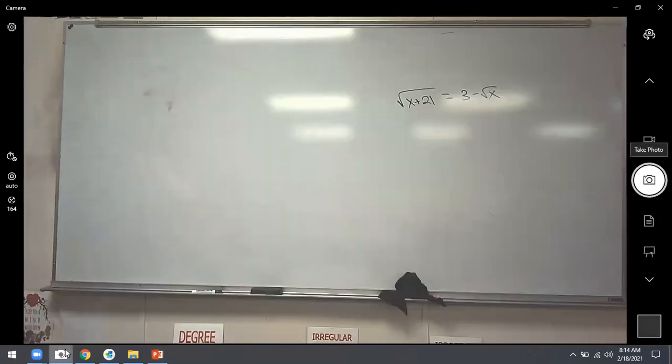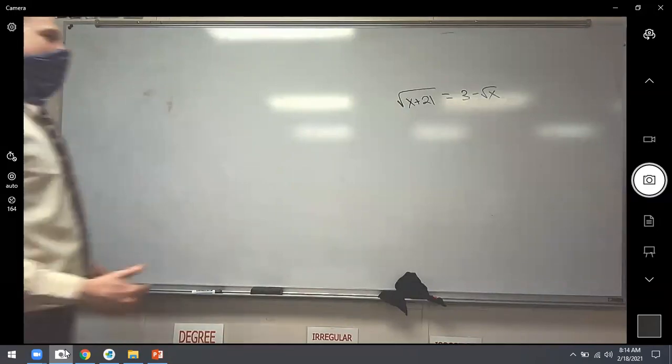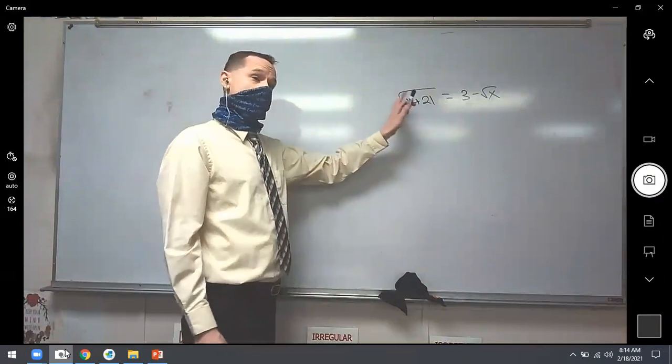Nonetheless, the strategy is the same. Get a root, any root by itself. Is one of the roots already by itself? Yeah, okay. So we're going to undo that root. This is a square root, so we're going to square, right?